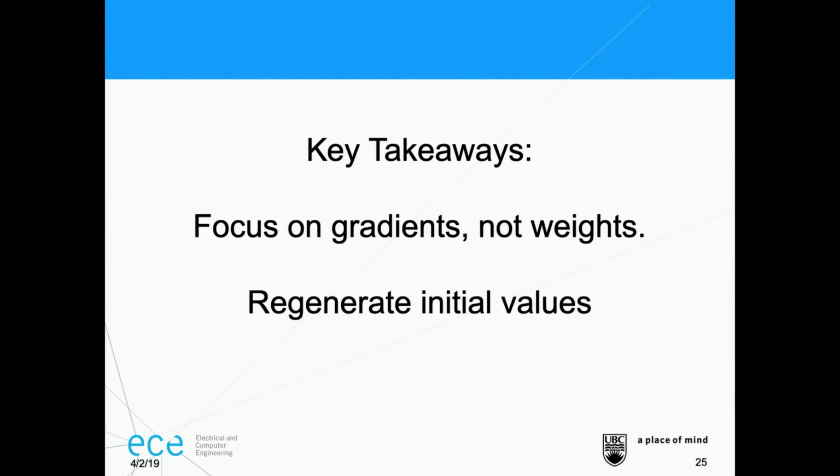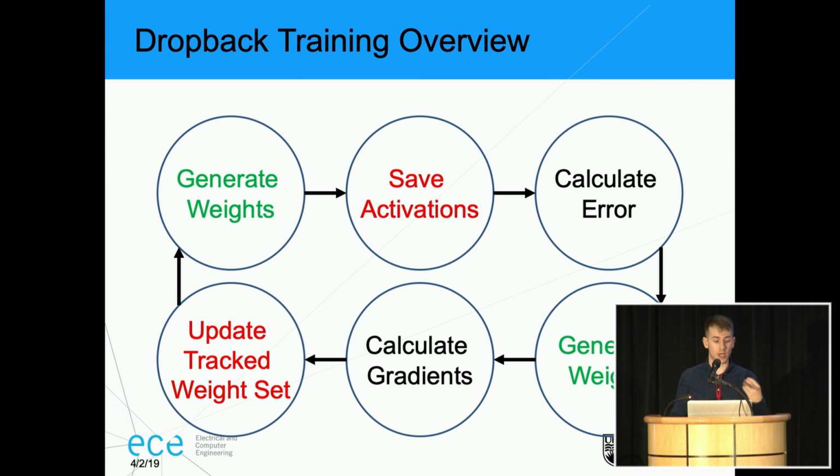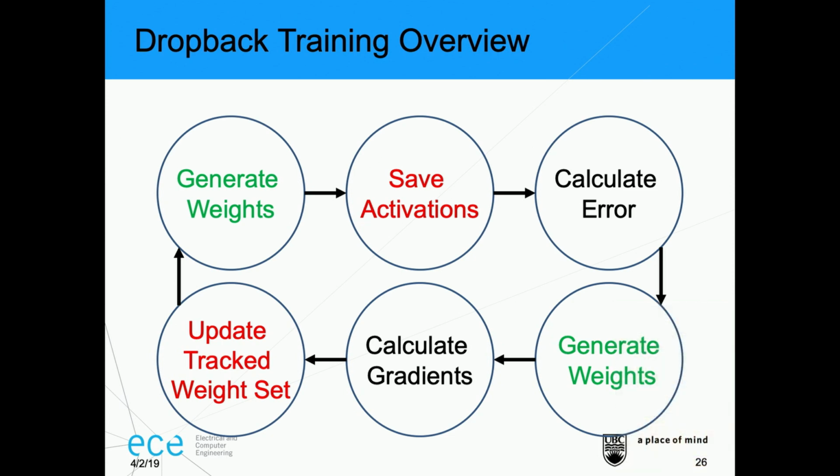So the key takeaways from this are that we want to focus on the gradients and not the weights to select what to prune, and we want to regenerate those initial values so we don't have to store them. So now I'm going to talk a little bit about how Dropback differs from the standard stochastic gradient descent training process. First, we generate those weights. We don't have to load them in from memory. Of course, we still have to save the activations during the forward pass of our training loop and calculate the error, as usual. And now we start our backwards pass, and we're going to generate those weights again. Calculate the gradients, which we can do incrementally, so you don't have to materialize the full gradient array. You don't have to store that anywhere.